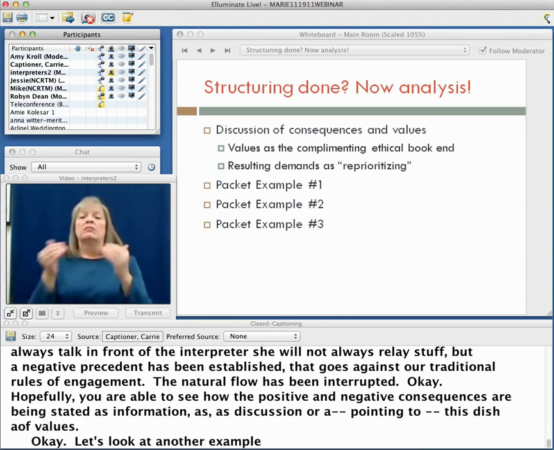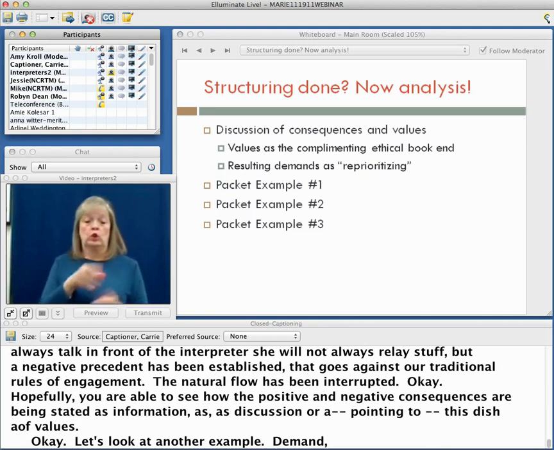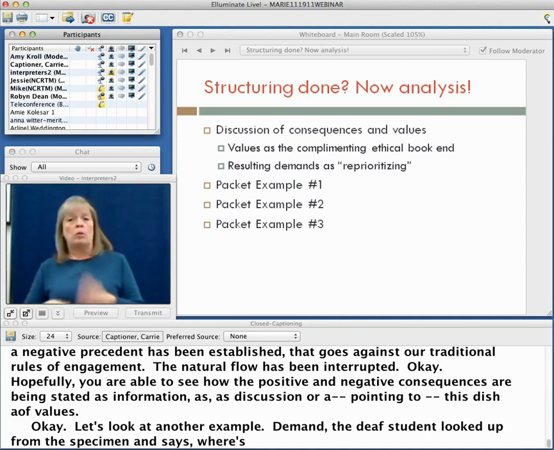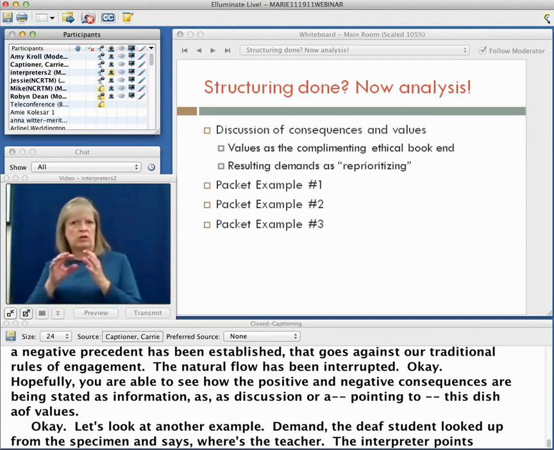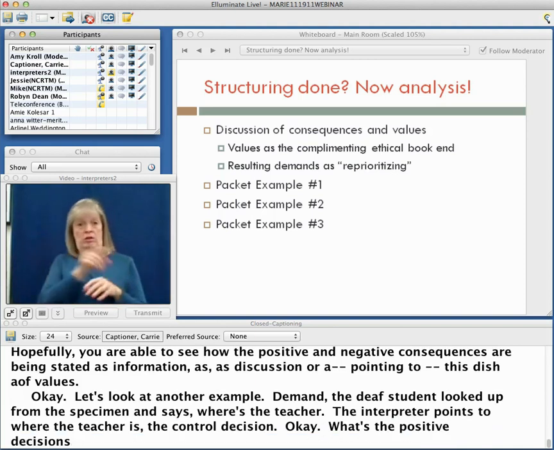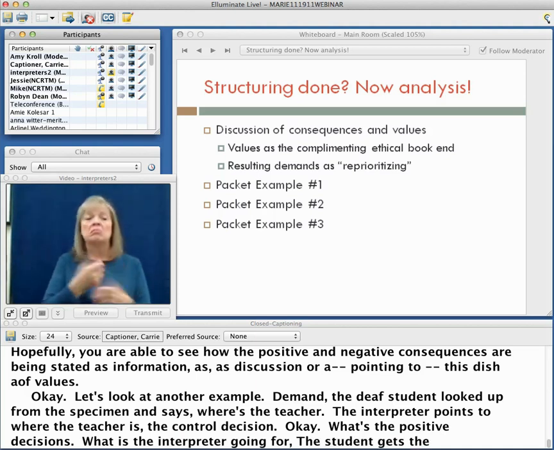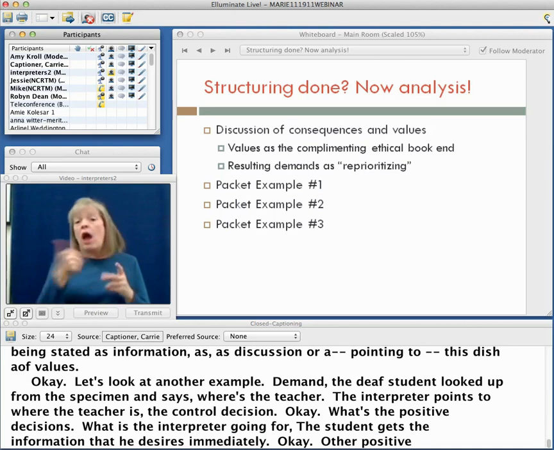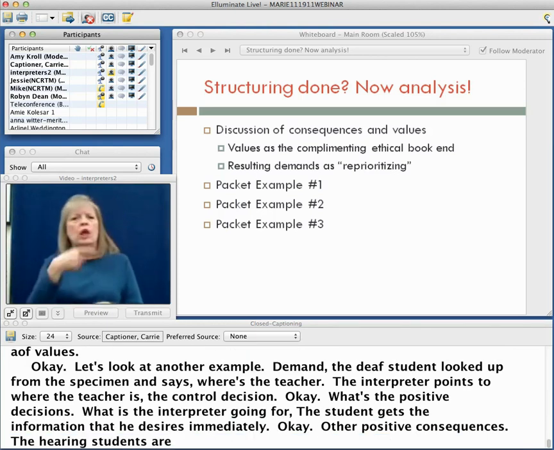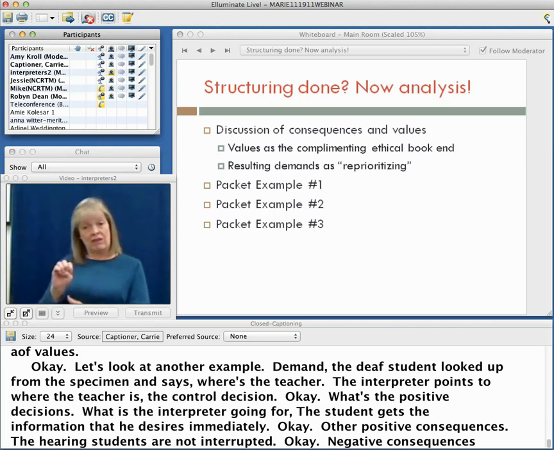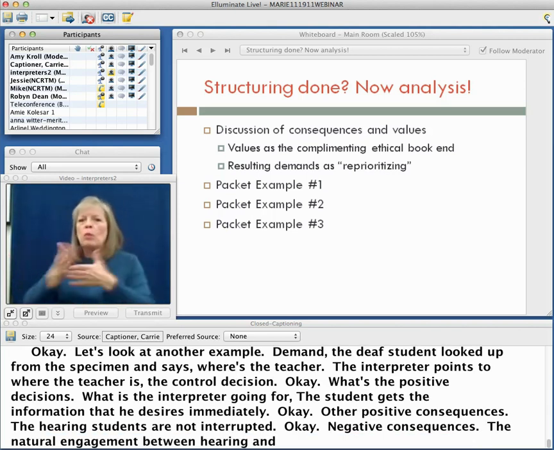Demand. The deaf student looks up from the specimen and says, where's the teacher? The interpreter points to where the teacher is, the control decision. Okay, what are the positive consequences? What is the interpreter going for? The deaf student gets the information he desires immediately. Okay? Other positive consequences. The hearing students aren't interrupted. Okay? Negative consequence. The natural engagement between hearing and deaf students is intercepted and diverted to the interpreter. Okay?